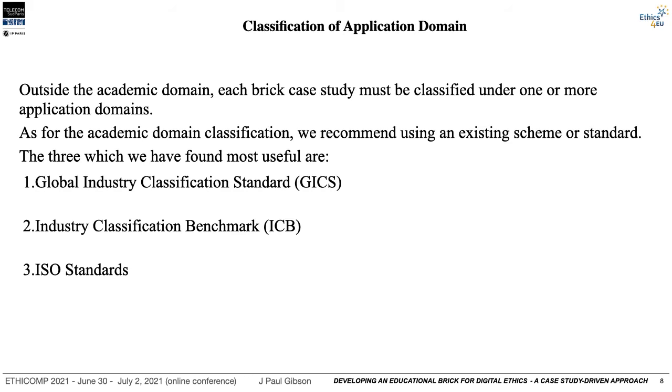So 3 recommended classifications which we can use in terms of classifying these case studies are the Global Industrial Classification Standard, the Industrial Classification Benchmark, and of course the ISO standards. And the idea being is that these are already existing taxonomies with already existing keywords and classifications, and so we will just reuse them when classifying our own bricks and the application domains which are concerned by the bricks.